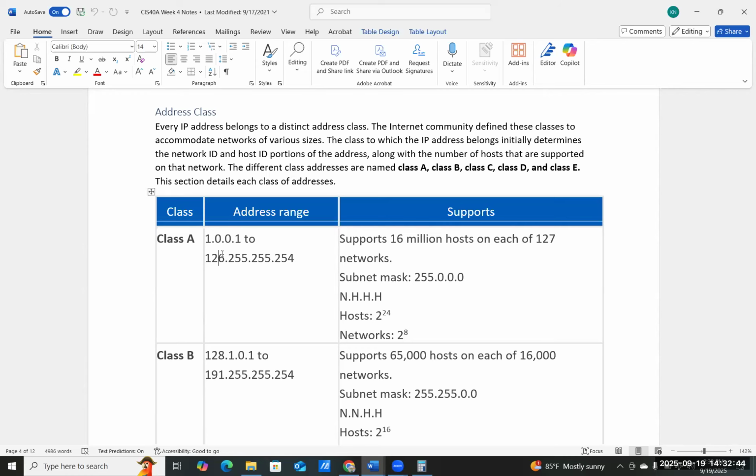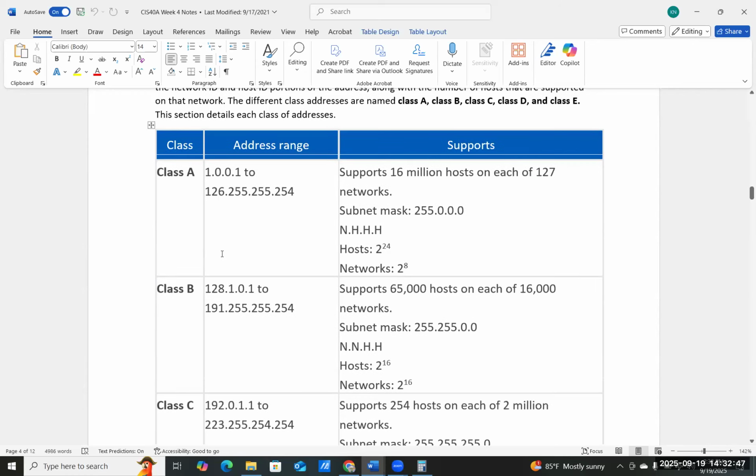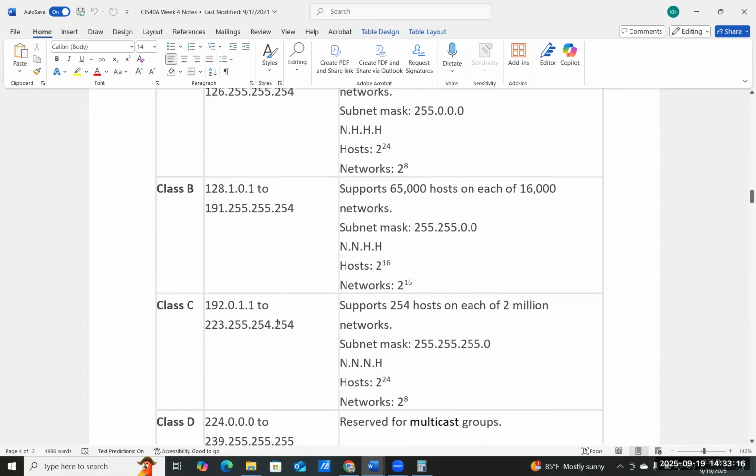Class B, the 172, like what we looked at, is in this range. So it's between 128 and 191. So this is a class B. And in class B, the first two octets of your subnet mask are on: 255.255.0.0. So this represents your network ID, the network host, right? Whereas in the other one, only the first octet is the network. And then your home IP, which is 192, right?